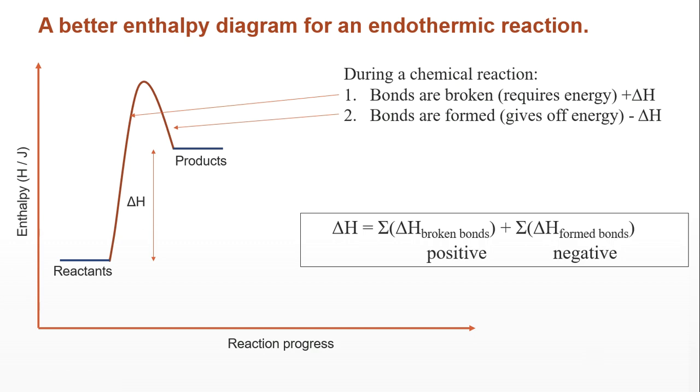formula, this equation. If the energy associated with breaking the bonds is greater than the energy released when the new bonds are formed, then we will have products at a higher enthalpy than what we started off with, the reactants. So there you have two better enthalpy diagrams that describe more what happens to the chemical bonds during exothermic and endothermic processes.